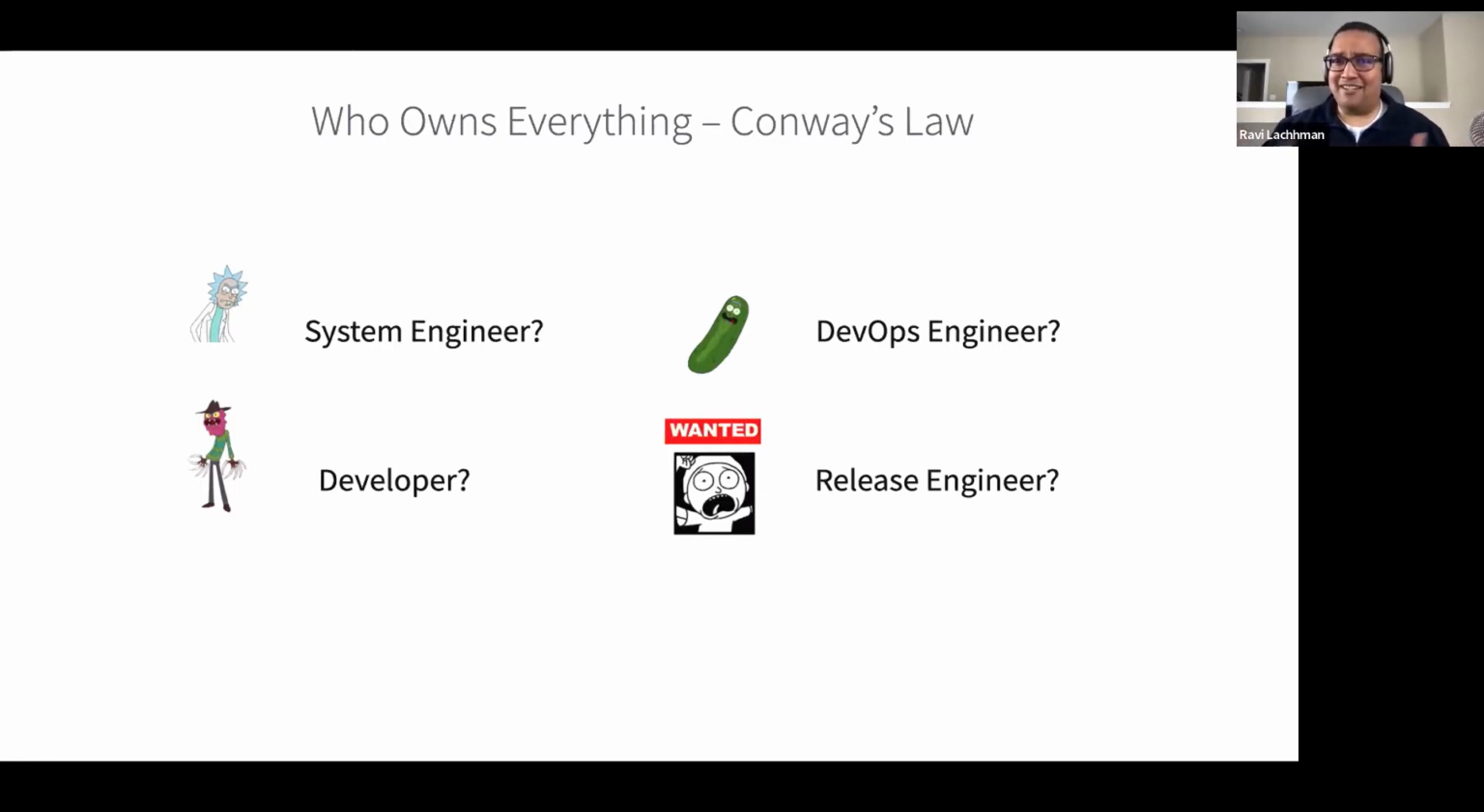A release engineer, the wanted poster here, if they're still around. The answer is there are multiple people who technically should own multiple pieces, but what ends up happening is that with this big effort to shift everything left, it actually becomes an undue burden to the DevOps engineers, and more specifically the developer. And that's what we're here to solve here at Shipa.